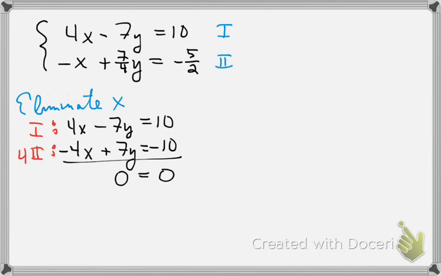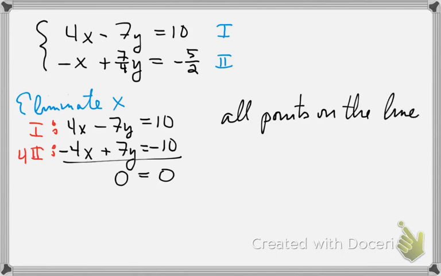Your variables cancel out, which I told you is a red flag that you're on a special case. But unlike the last time this happened, when is 0 equal to 0? Always, right? When was 2 equal to negative 3? Never. When is 0 equal to 0? Always. So what does this mean? Your solution is all points on the line. Because it's actually the same line.